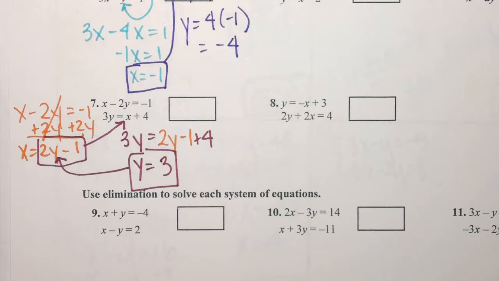It's not 2. 2 times 3 is 6. 6 minus 1 is 5. So it's (5, 3). Yes, you may listen to music.